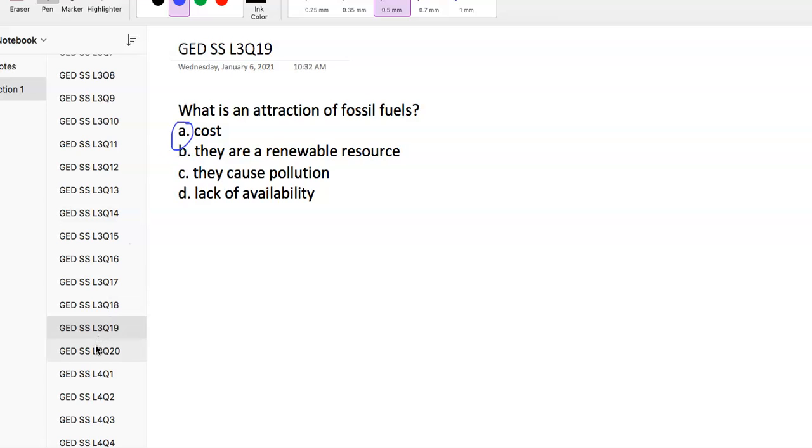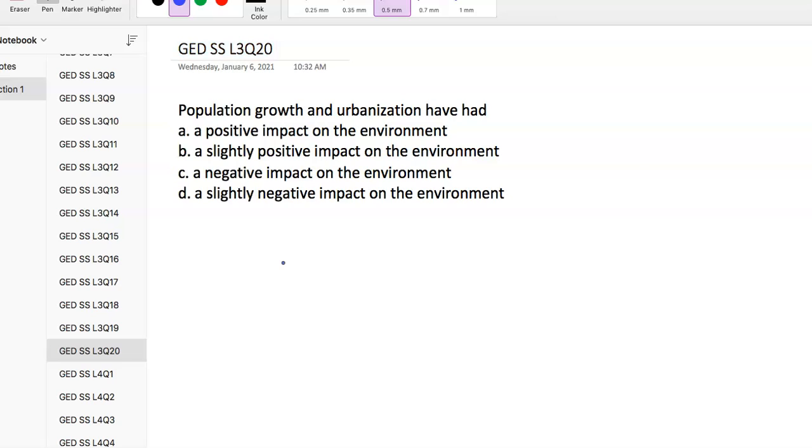Okay, and finally, question 20, the last one here. Population growth and urbanization have had a negative impact on the environment. Urbanization has led to the use of non-renewable resources that lead to things like air pollution and deforestation. Okay, so that gets us to the end of level 3.